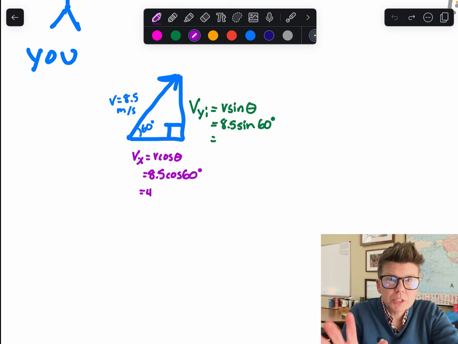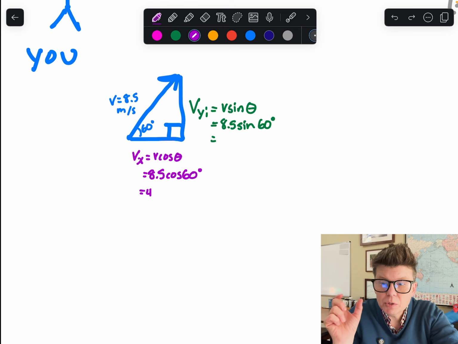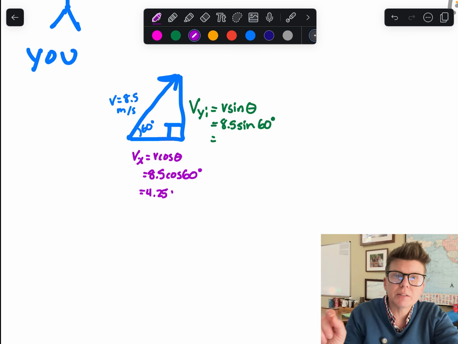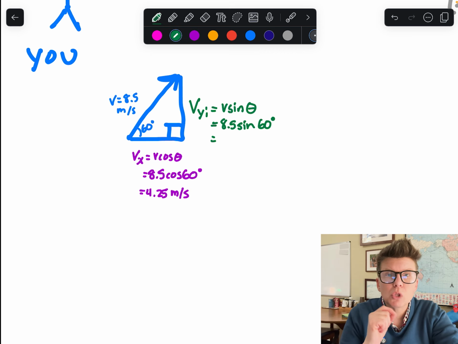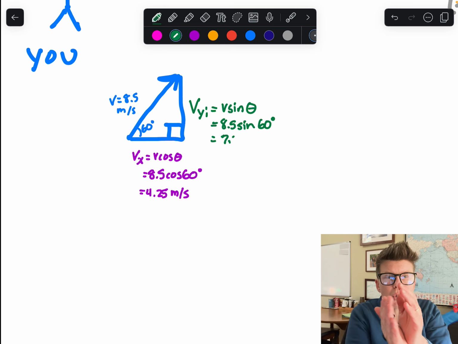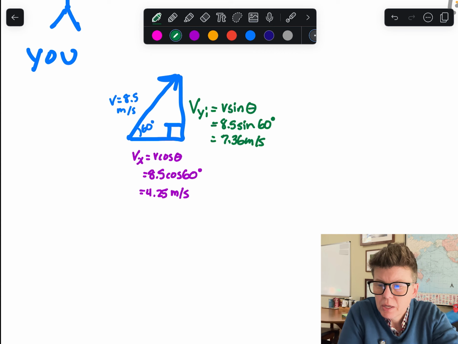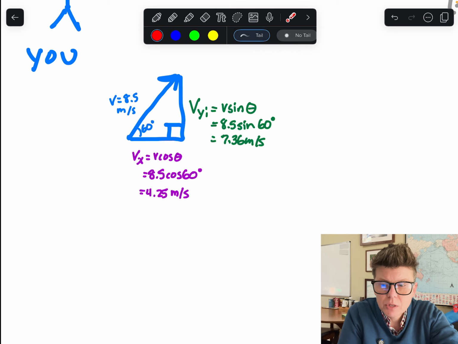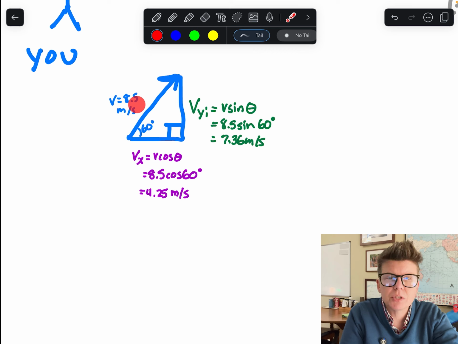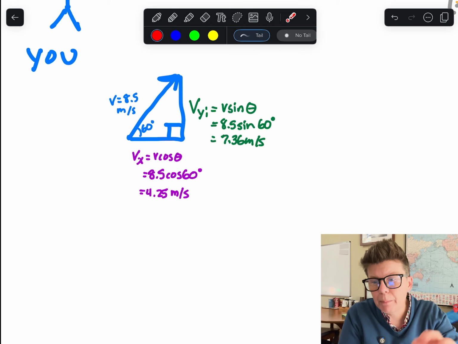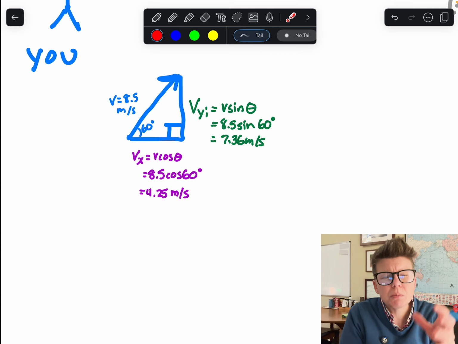This is a great moment to pause and see if your answers are reasonable. I'm looking at the fact that the hypotenuse is 8.5 meters per second. I expect the side length opposite the 60-degree angle to be the longer of the two legs, right? Because it's opening up into a wider space. And I see that of my two legs, purple and green, that is the longer value. 4.25 is the smaller of the two values, and both are smaller than the hypotenuse. It seems to check out.